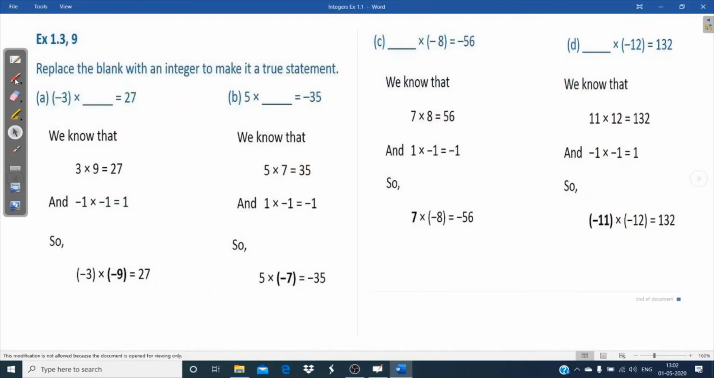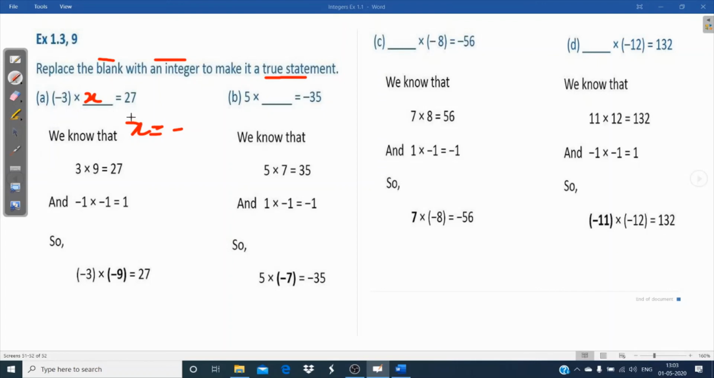Now question number 9, you have to replace the blank with an integer. You have to put here an integer so that this statement becomes true. Now first part, minus 3 multiplied by a given integer, let that integer be x. Then after multiplying with this integer, you should get plus 27. Since it is minus 3, you should multiply by a negative integer, then only minus minus will become plus. So we get one hint that x should be negative, because then only minus minus will give a positive integer.